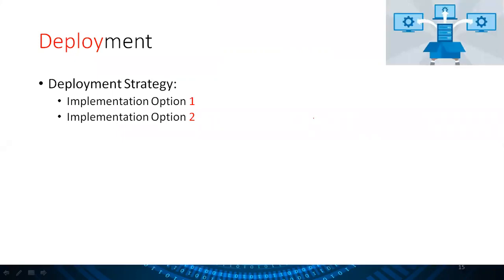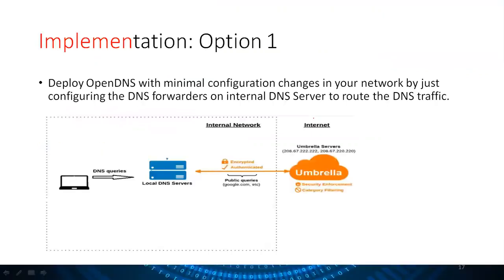After the prerequisites are done, we have to decide which deployment standard we're going to opt for. Option 1 is pretty simple and not really very popular, where all the corporate users will be forwarding their DNS query to their local DNS server like they usually do. But the local DNS server will be configured with forwarders pointing towards the Umbrella DNS server. Let me show you how.